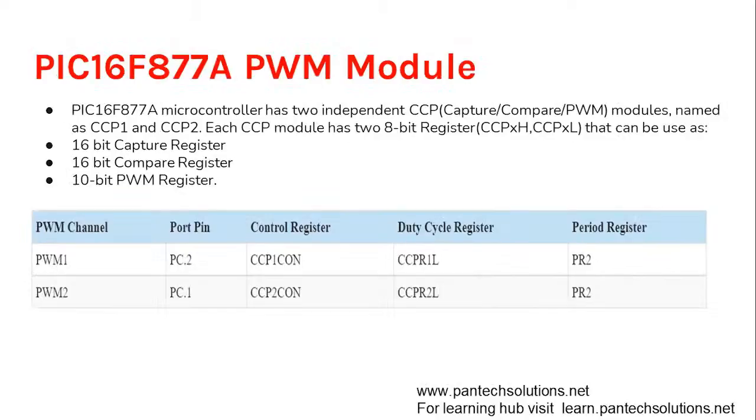Coming to the PWM module on the PIC16F877A, it has two independent capture compare PWM modules, CCP1 and CCP2. Each CCP module has two 8-bit registers, CCPxH and CCPxL, that can be used as a 16-bit capture register, a 16-bit compare register, and a 10-bit PWM register. With 10 bits you could store values up to 1024. The PWM channels PWM1 and PWM2 are on pins PORTC.2 and PORTC.1. We are going to use PORTC.2. CCP1CON is the control register, CCPR1L is the duty cycle register, and the period register is PR2.